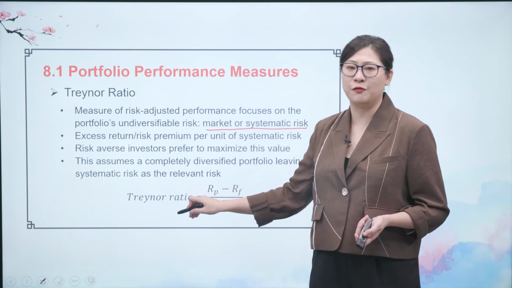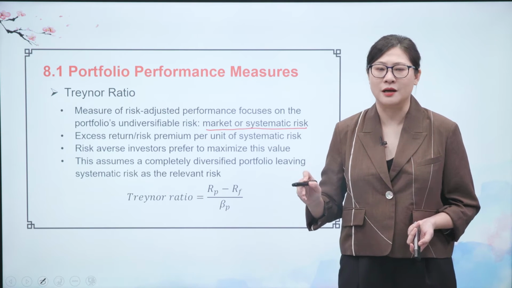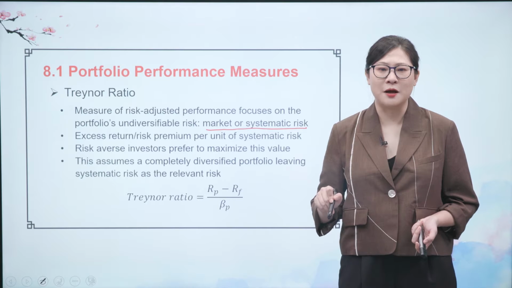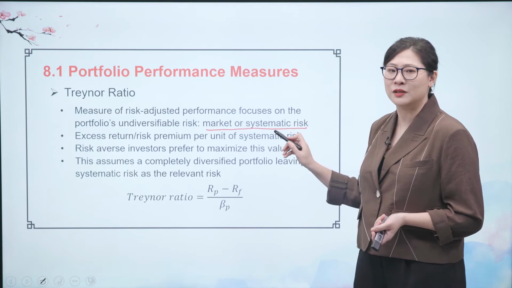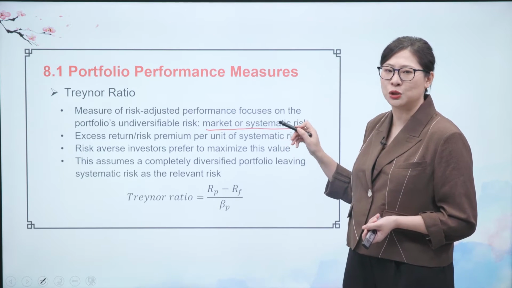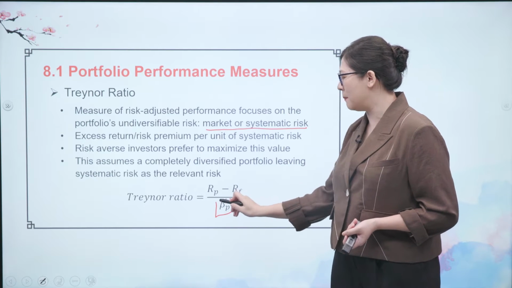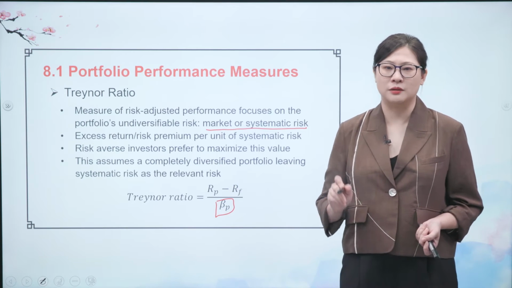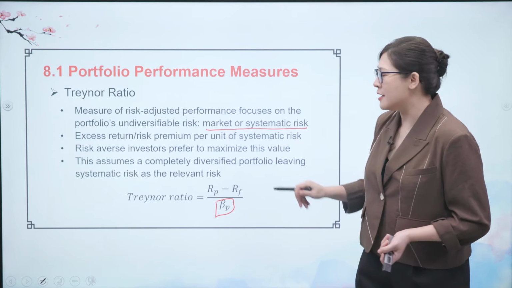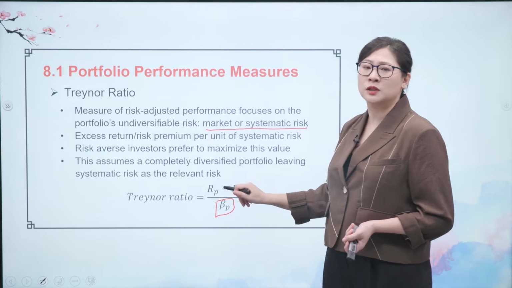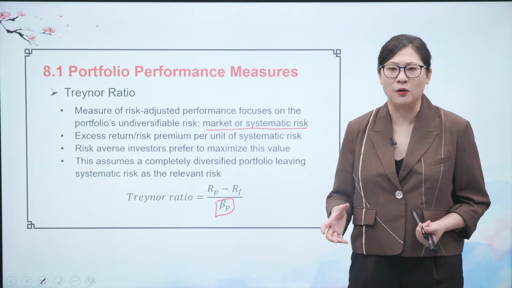So the equation for the Treynor ratio is equal to Rp minus Rf divided by beta p. As I mentioned, the important point is that the Treynor ratio only considers the market risk. So here we use beta p to measure the market risk. We only consider beta p here. And the subscript here, we use p, which means the portfolio.